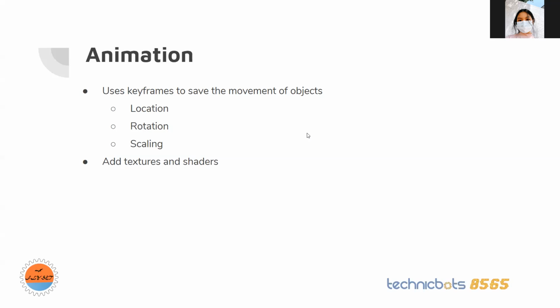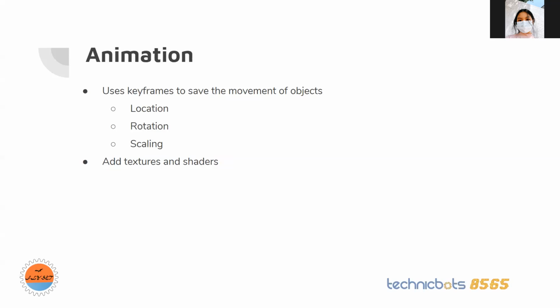So for example, if I had a cube at frame 0 and then I moved it 10 units to the right at frame 10, I could then keyframe it at frame 10 to save the location, and then when I play the animation, it would just perform the action.